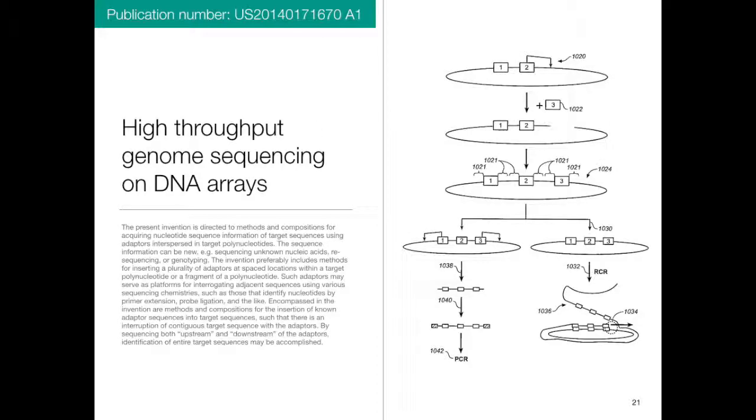Number 20. High-throughput genome sequencing on DNA arrays. The present invention is directed to methods and compositions for acquiring nucleotide sequence information of target sequences using adapters interspersed in target polynucleotides. The sequence information can be new, e.g. sequencing unknown nucleic acids, resequencing, or genotyping.